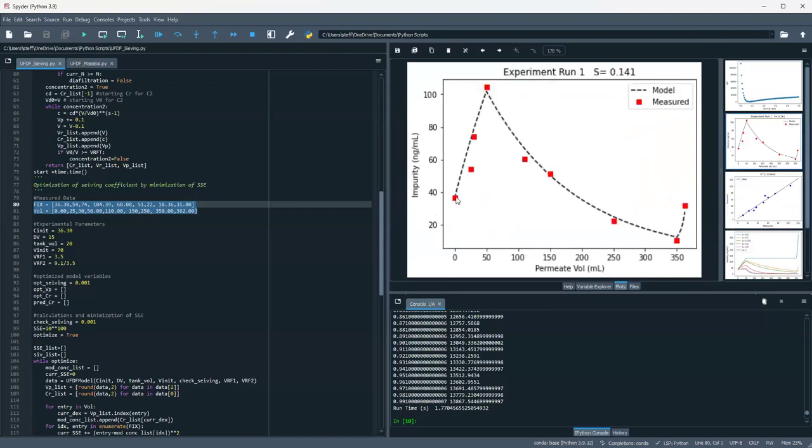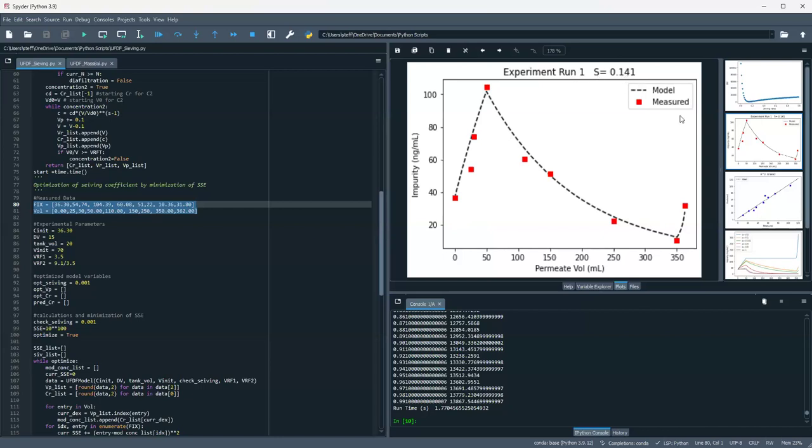Next, we have the actual plot of the concentration against the permeate volume using the mass balance. The mass balances that we just went over: the fed batch, the batch, and the diafiltration. And you'll also notice that in the title up here, we have the predicted sieving factor for this particular impurity. It's predicted to be 0.141.